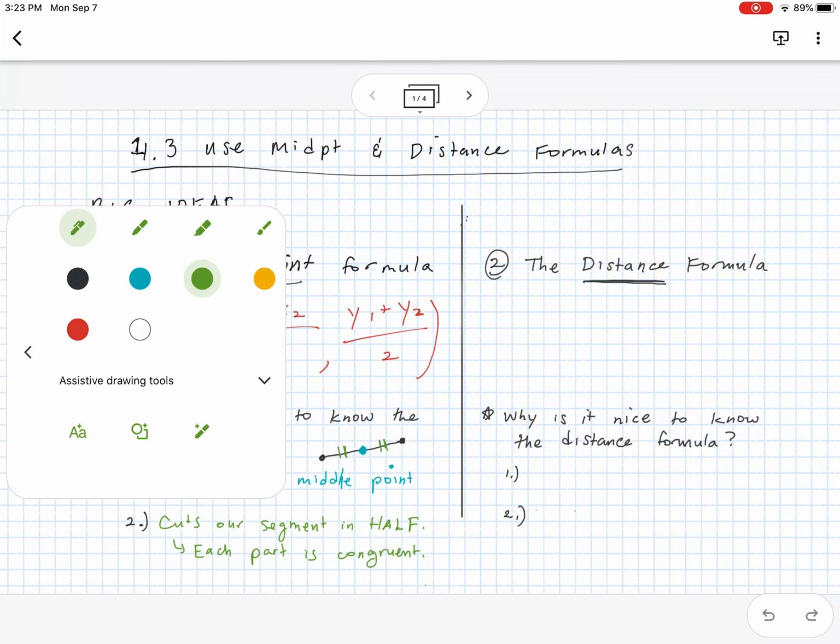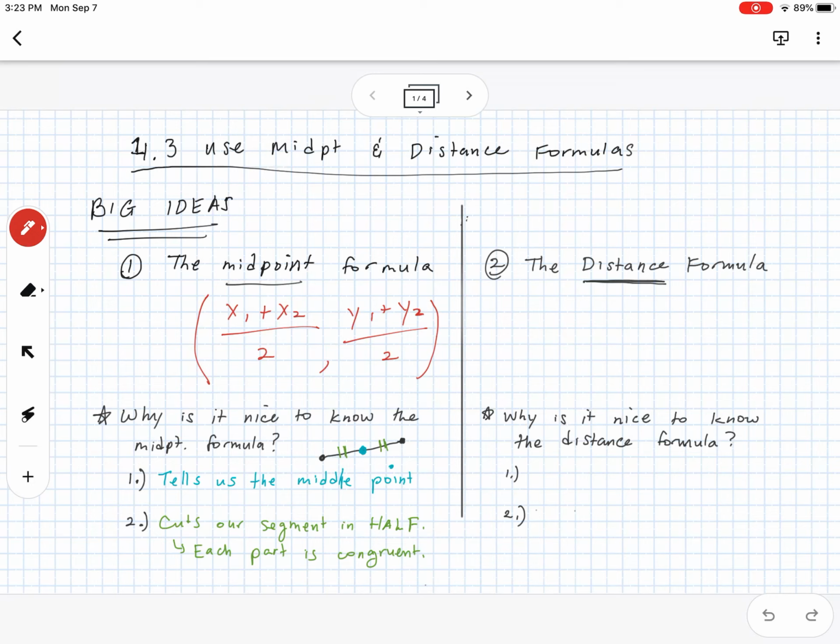So the distance formula. And you know what? Let's just add these. So midpoint is what is the middle point? And then for the distance formula, we're asking how far is it? And so we have this, d equals square root x2 minus x1 squared plus y2 minus y1 squared.